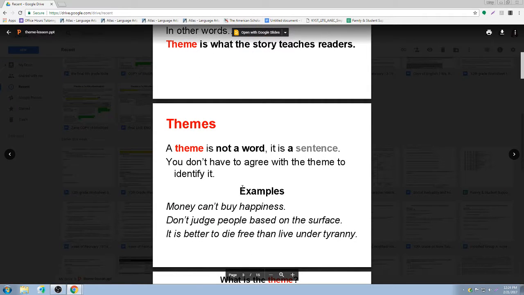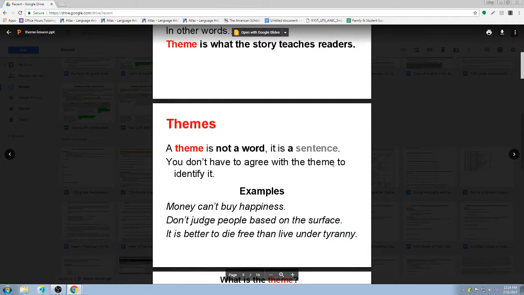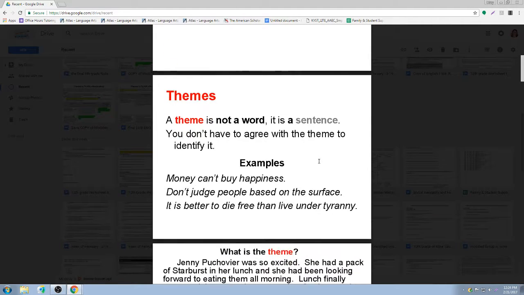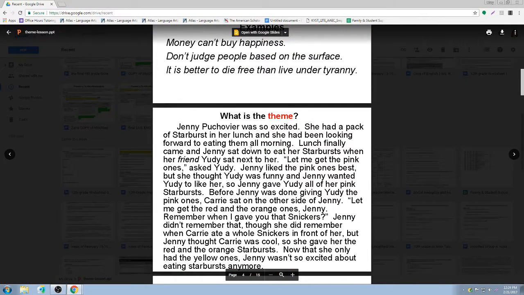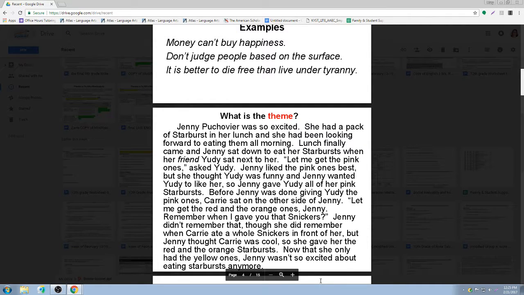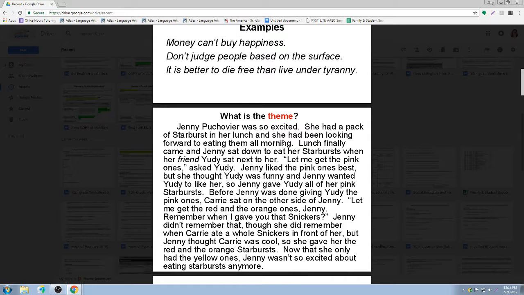Examples of theme: Money can't buy happiness. Don't judge people based on the surface. It is better to die free than live under tyranny. Tyranny is really strict rule, like dictatorship. So what we're going to do, I'm going to read this story and think about what's going on in this story, and then I'm going to tell you some examples of the theme of this story and why it's a theme.